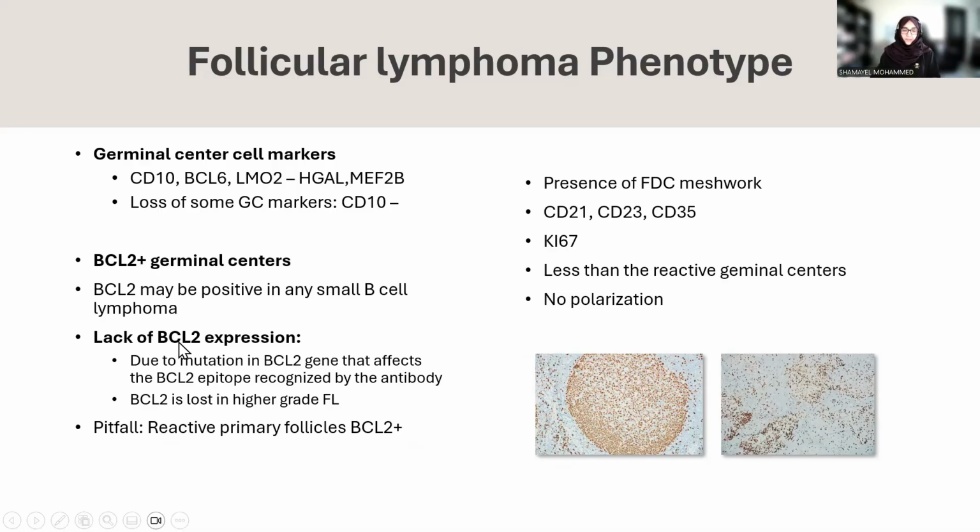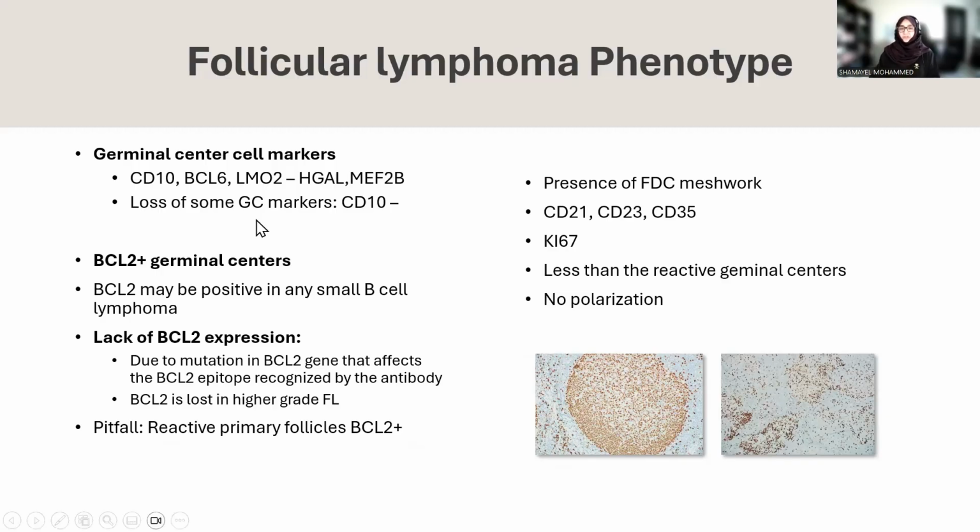The lack of BCL2 expression can also be seen in follicular lymphomas, and you should keep in mind that it might be due to a mutation in the BCL2 gene that affects the epitope recognized by the antibody that you're using in your lab. BCL2 can also be lost in higher grade follicular lymphomas. So the pitfall here is a reactive primary follicle, which has not undergone a mutation and is not a secondary reactive follicle. The primary lymphoid follicles, which are all IgD positive, can be BCL2 positive.